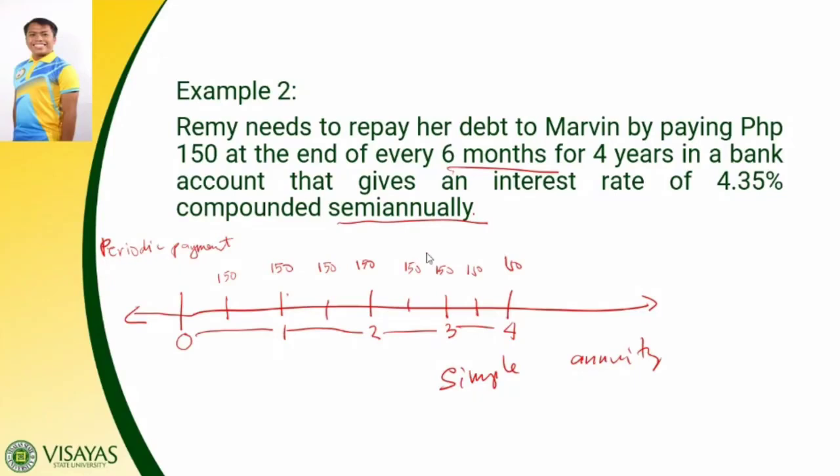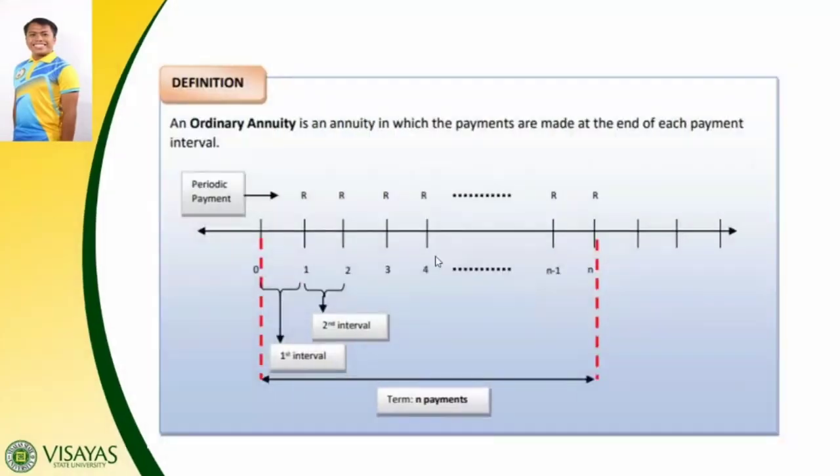Okay? So there are 3 types of simple annuities. The first one is the ordinary annuity. The second is the annuity due. The third one is the deferred annuity. Okay, so we will discuss each one by one.